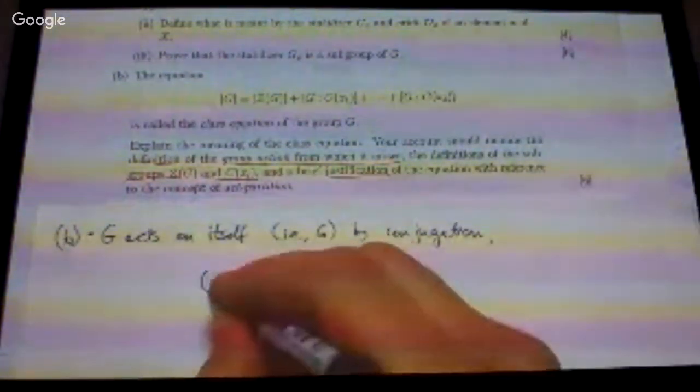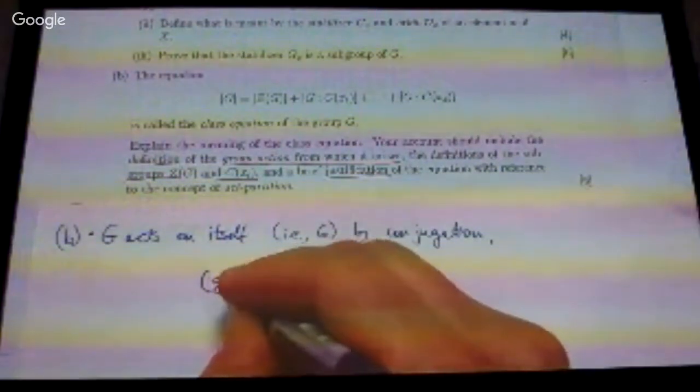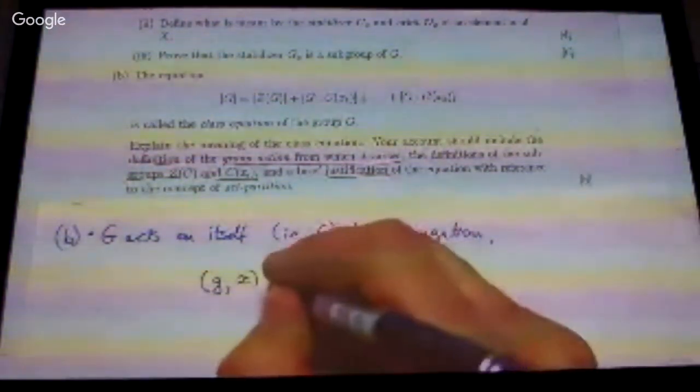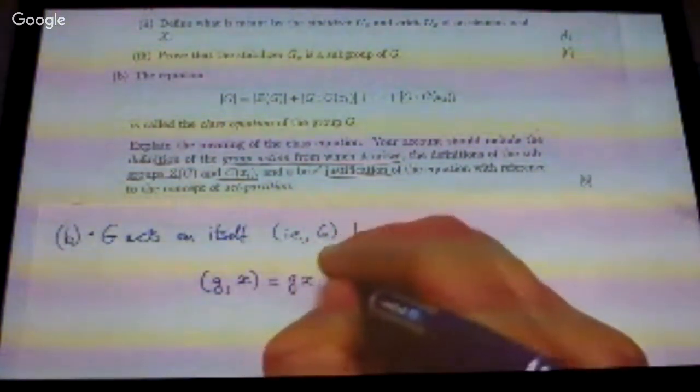So the action is, you take g and x, both from G, even though I'm writing x, I'm just trying to somehow distinguish the acting element from the one being acted upon. Where do you put the inverse? At the end? Yes. It doesn't make much difference, but we have to stick with one.